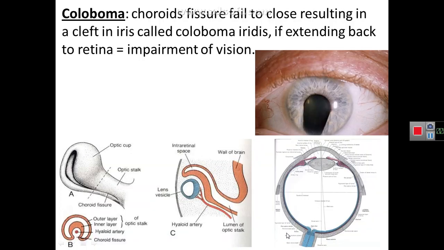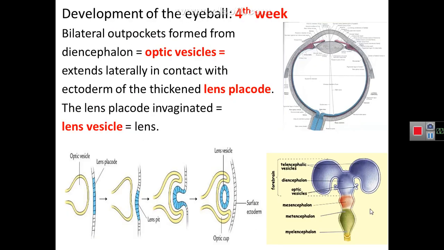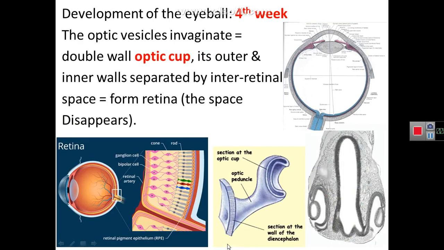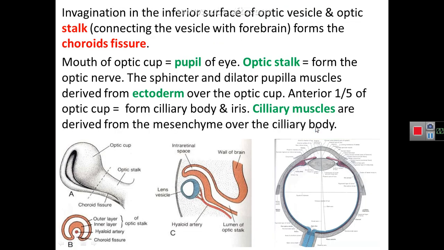And if you go to the embryological origin, you can imagine that when the optic vesicle elongates, the connection of the optic cup with the diencephalon is called the optic stalk, which is this one, connecting the optic cup with the diencephalon. This optic stalk will later on form the optic nerve. The sphincter and dilator pupillae muscles are derived from the ectoderm over the optic cup. And the anterior 1/5 of the optic cup will form the iris and ciliary body. Ciliary muscles are derived from mesenchyme of the ciliary body.